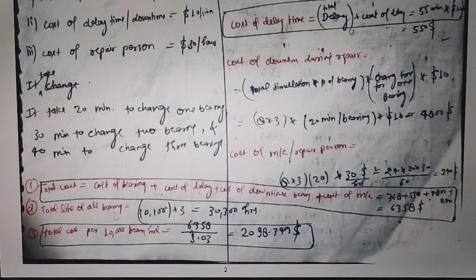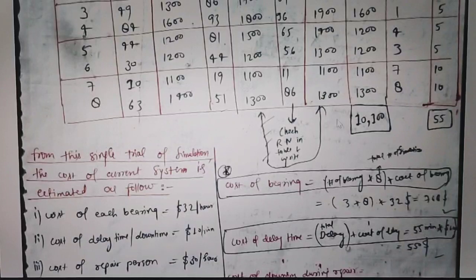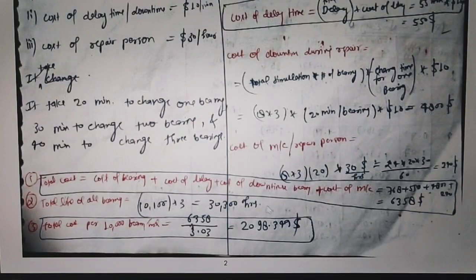And now we have to calculate the total life of all the bearings. Here the total summation for first failure is this one, so we multiply this value by 3, and we get this value. Now the total cost per 10,000 bearing hours. As we have the total cost, when we divide this value by this value, we will get this value.